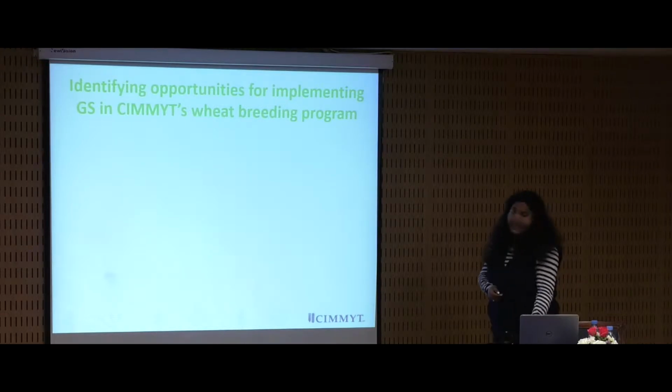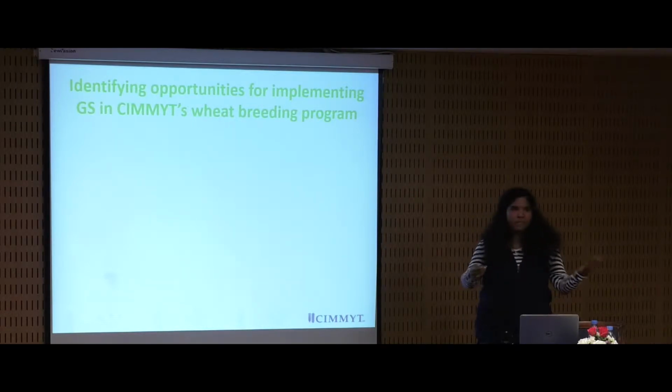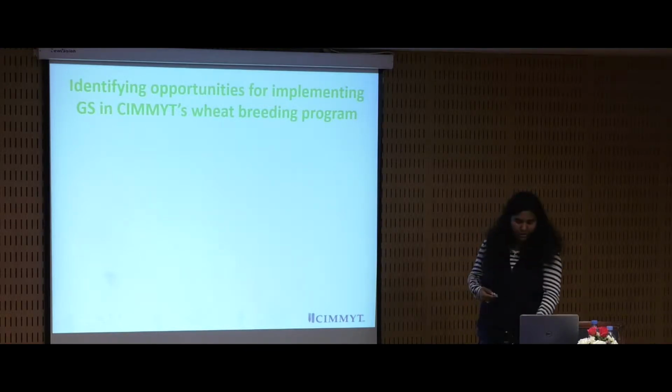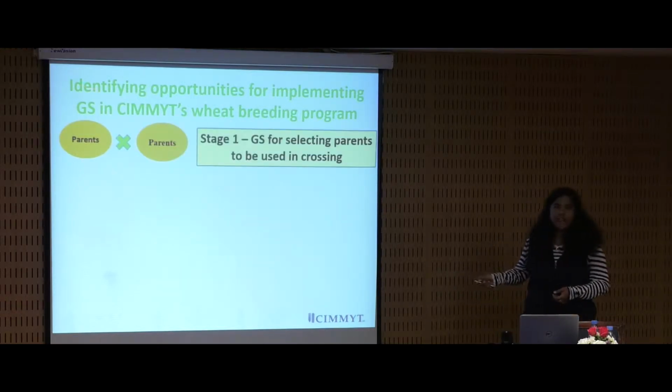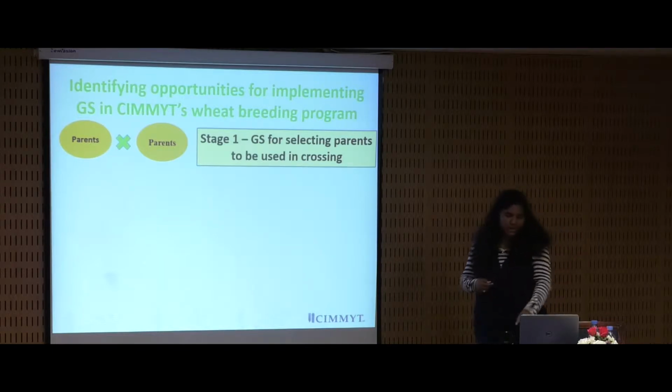First, let's start with identifying opportunities for implementing genomic selection. Here I'm going to give you the example of the Summit wheat breeding program, but many of your breeding programs might be similar, though maybe of a smaller scale than ours, so you can make parallel comparisons to your own breeding programs. At the first stage, when you select parents, GS is a good starter. You can select parents based on those that are known to have high GEBVs and use them in crossing.